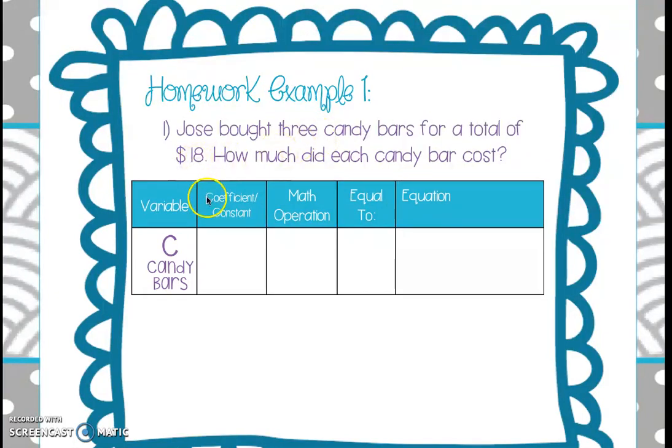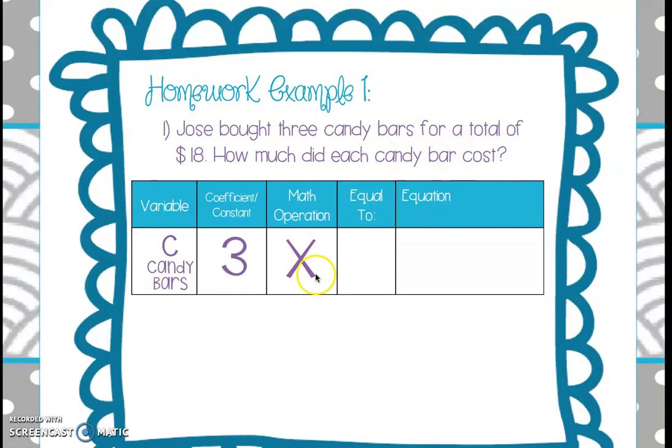Okay, so our coefficient or constant comes next. Well, we know he bought 3 candy bars. Okay, it says so right here. So that's going to be our coefficient. Okay, he bought 3 times whatever the number of candy bars he got. Okay, since it is our coefficient, we're going to be multiplying. Also, the wording down here says how much did each one cost. He's buying this at some number each. That tells us we're going to be multiplying.